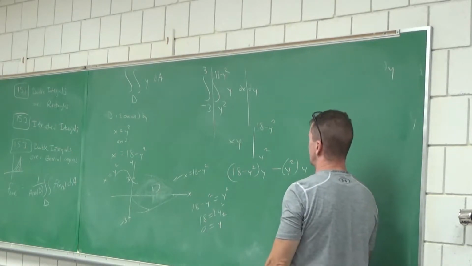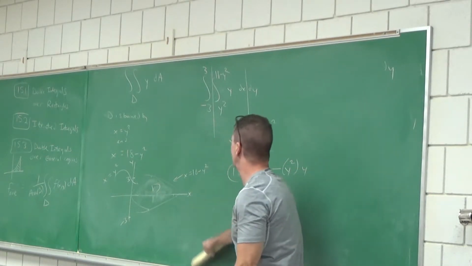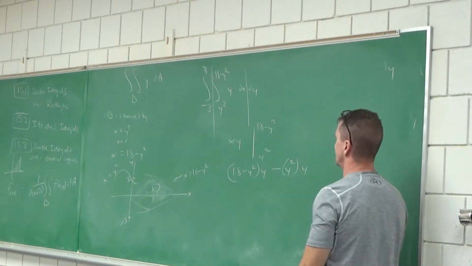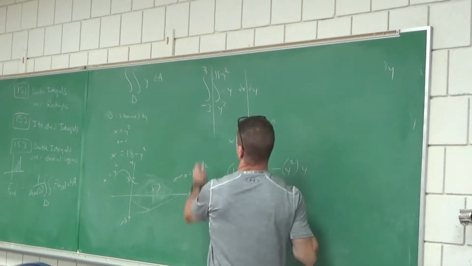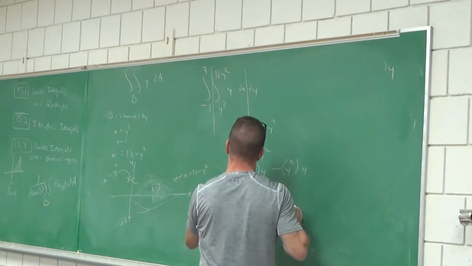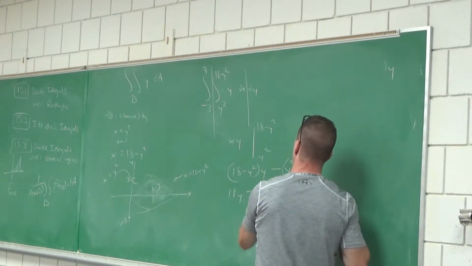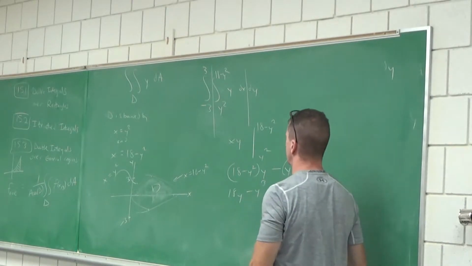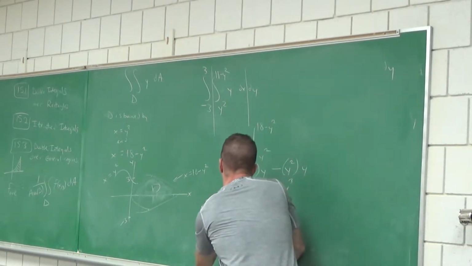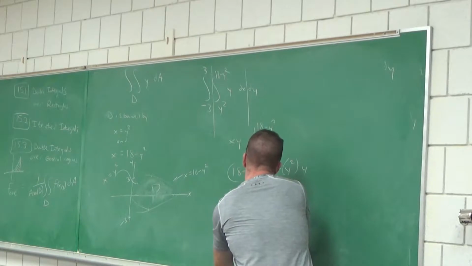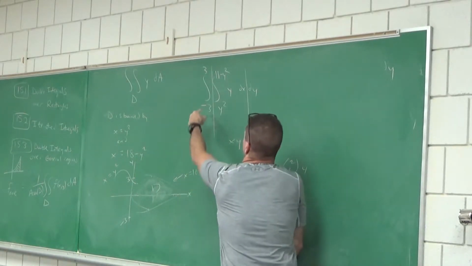Which is now what? And I'll carry this down. What is all that? 18y minus y cubed, minus y cubed, minus y cubed. Or 18y minus 2y cubed. And what's my limits? I carry down.